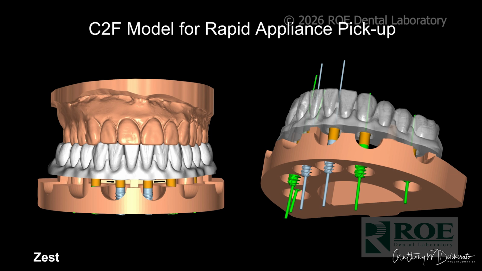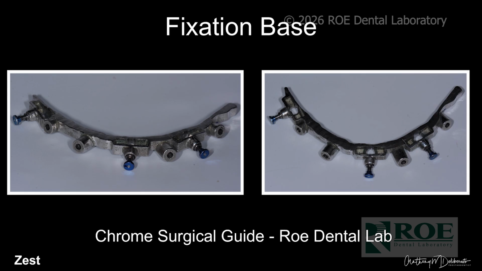And what you'll see is, once you pick up the rapid appliance in the mouth by injecting acrylic around them, this will be transferred to the C2F model with analogs on it. And then what we're going to do is attach the analogs to the C2F model to secure them in place and give us an exact replica of where the implants are in the mouth.